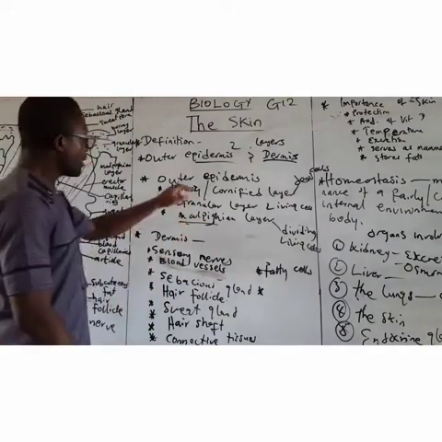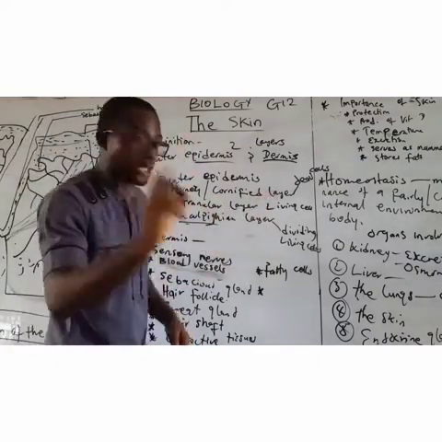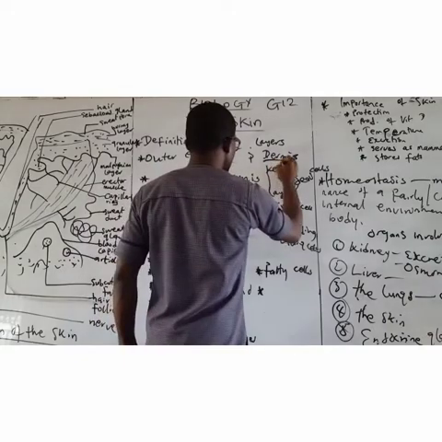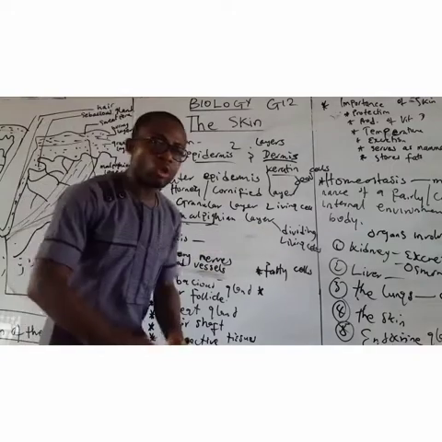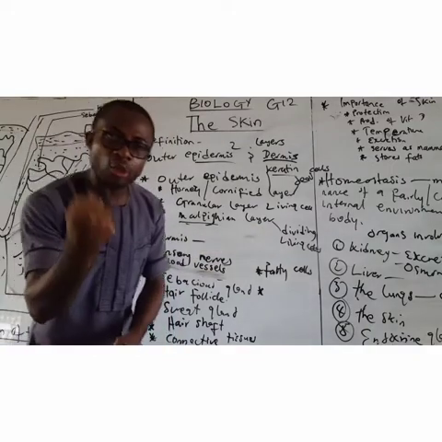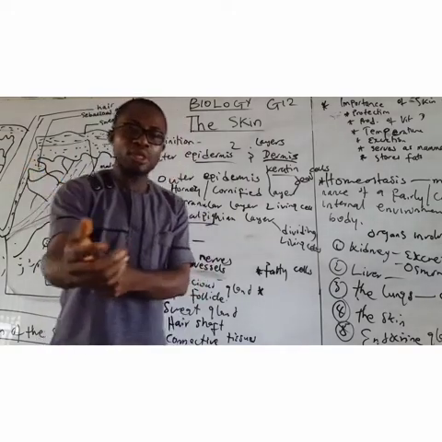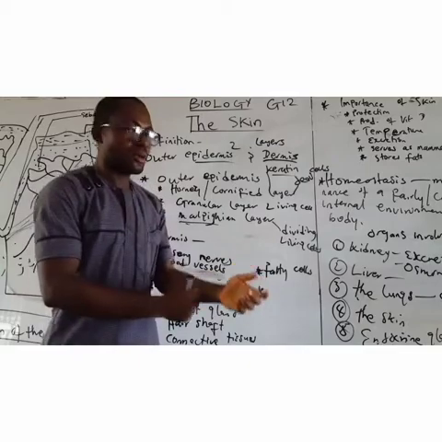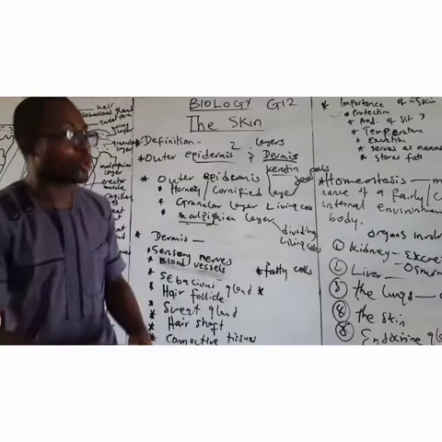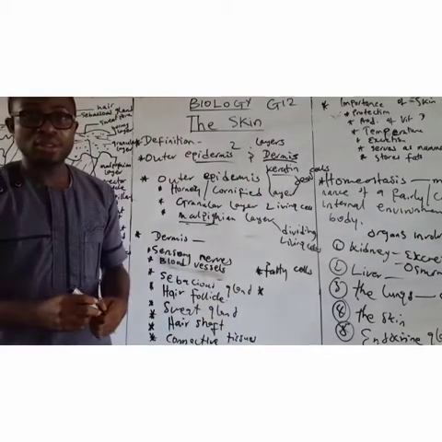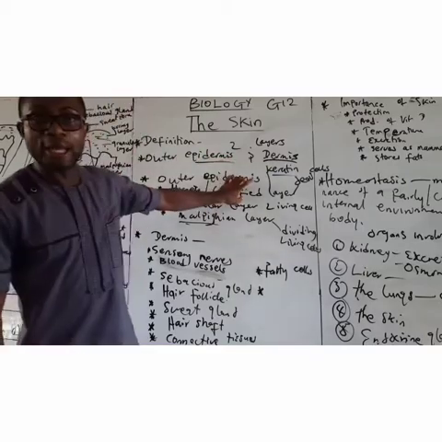Take note of this. The horny layer is made up of a protein component called keratin. Very important, please. The keratin, which is a protein component, helps to give the skin its toughness and flexibility. Your skin is flexible. Your skin is tough, and cannot allow microorganisms or water to penetrate through the skin as a result of the keratin. It is found in the cornified layer.